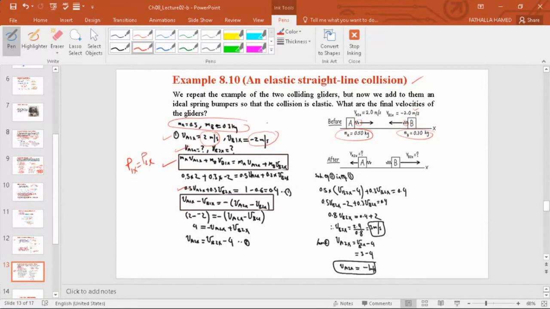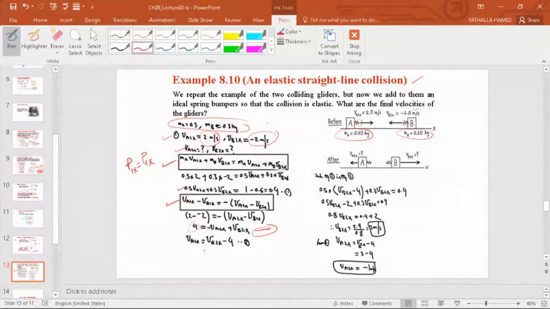So I have two unknowns now in this equation. I need another equation. If you have two unknowns, you need two equations. Now you have two options here. You can use the conservation of total mechanical energy, but you will be dealing with V squared. Or you can use the relative velocity condition that we derived. And that's where it's useful now. So you'll have VA1X minus VB1X equals minus VA2X minus VB2X. Now VA1X is 2 minus VB1X, which is minus 2, so you get minus minus, that will give you 4. And here you'll have minus VA2X plus VB2X. So now you have a second equation.